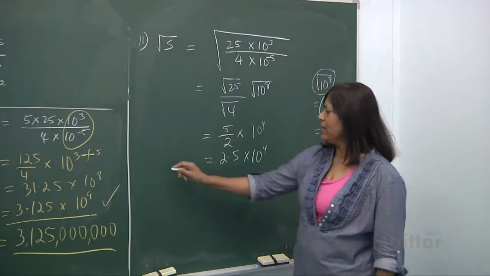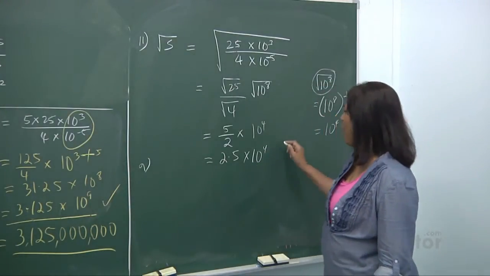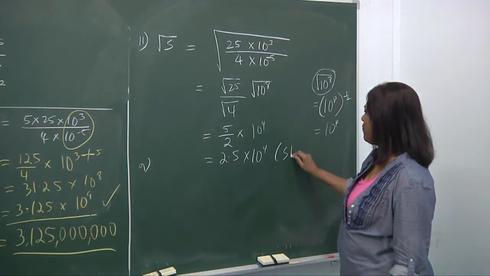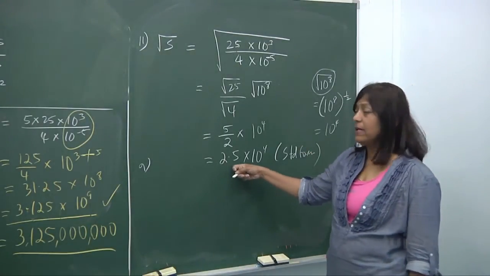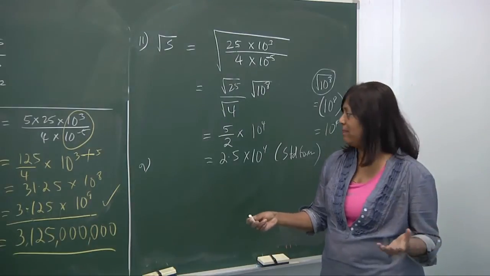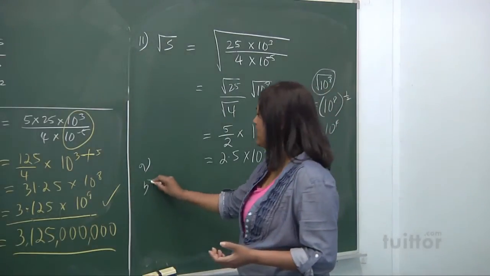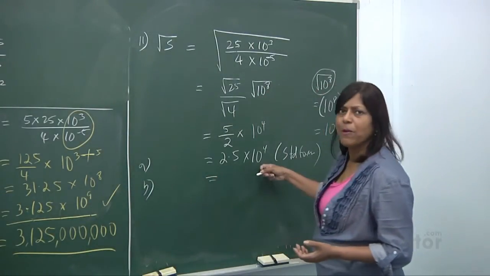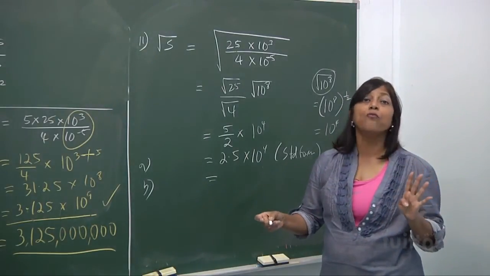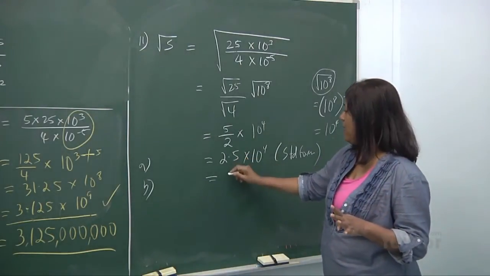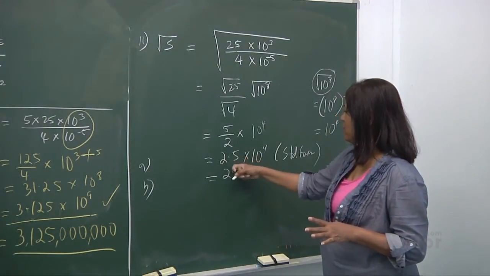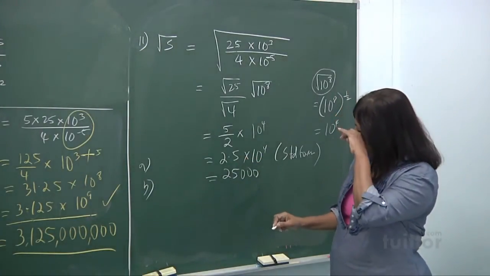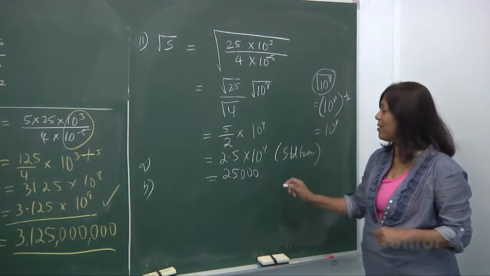This answer is in standard form. Alright, standard form, because your answer here is between 1 and 10. But if I want it in ordinary notation, 10 to the power 4, I shift how many times? 4 times. Then I put 2 more zeros, 3 more zeros, and what I get is 25,000.